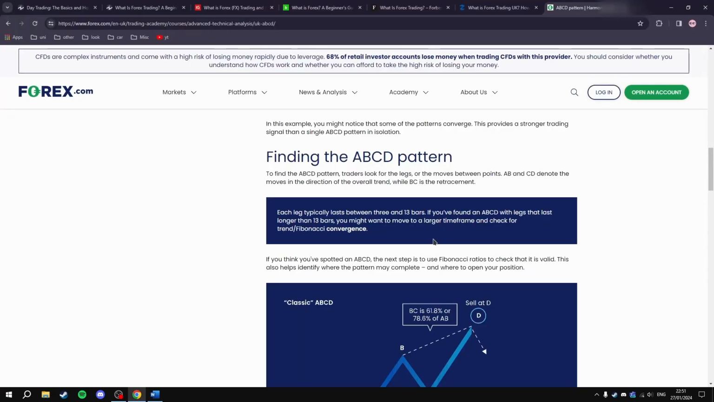Each leg typically lasts between 3 and 13 bars. If you found an ABCD with legs that last longer than 13 bars, you might want to move to a larger time frame and check for the trend Fibonacci convergence.